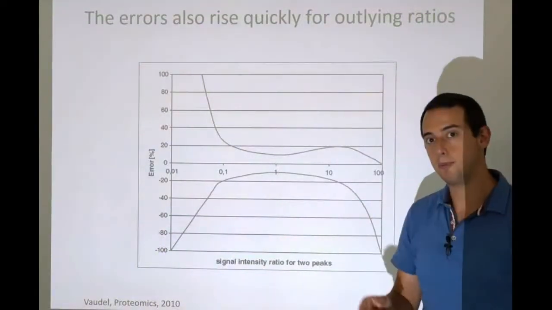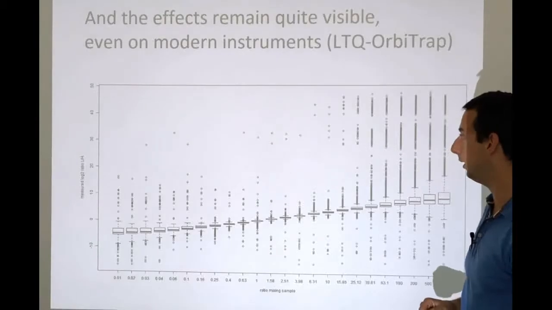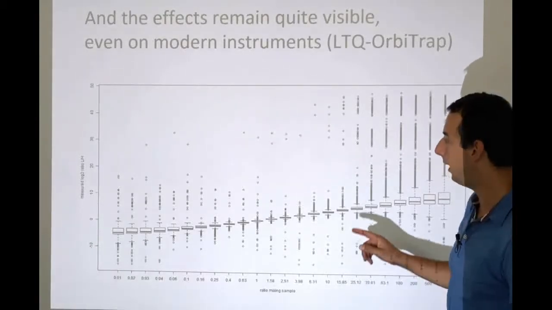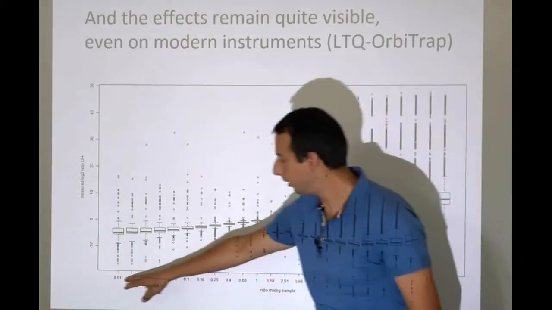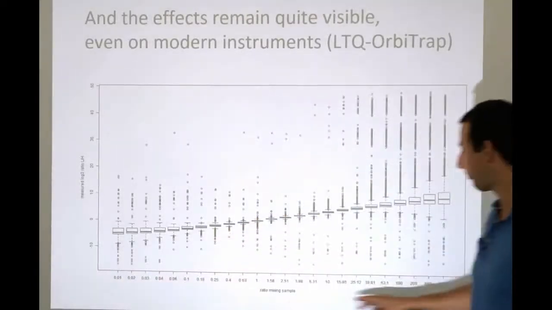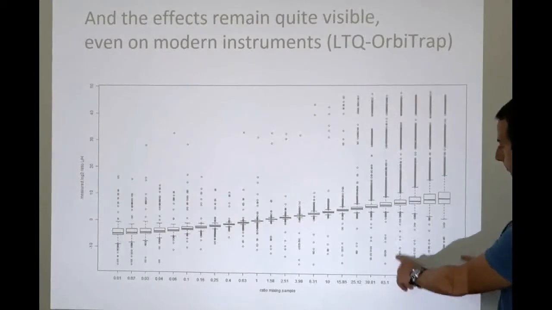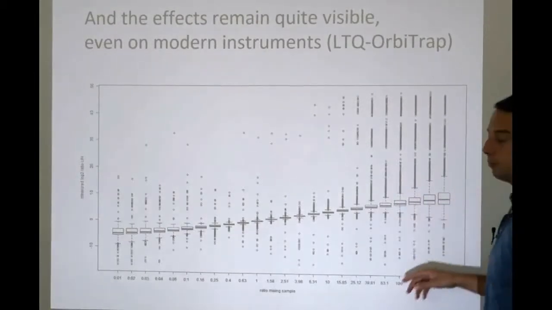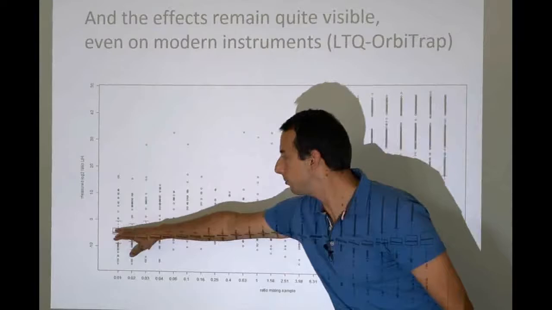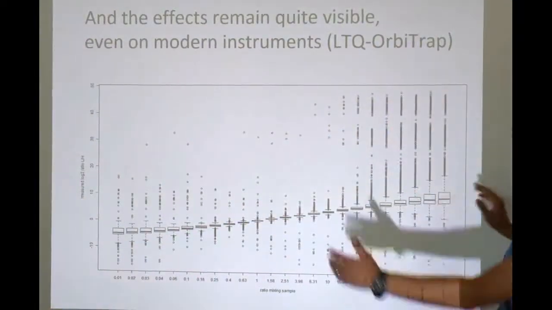You can go one step beyond that. This is work done in Ghent by Hans Staes and Evi Timmerman, and they actually went from 1 over 100 all the way to 1,000 over 1. So this is new compared to the previous.